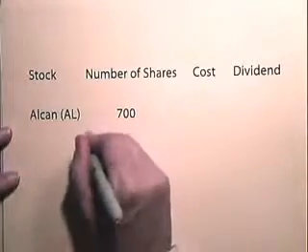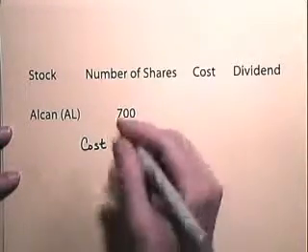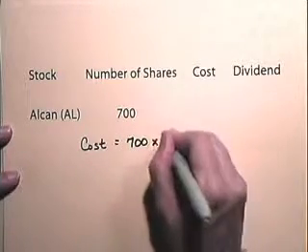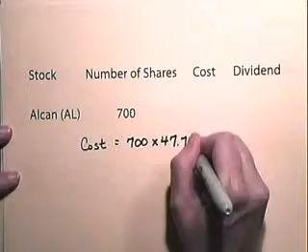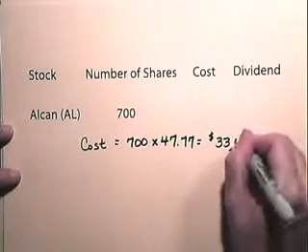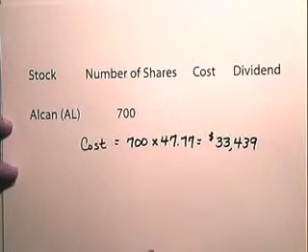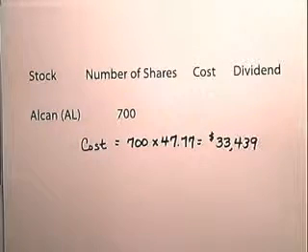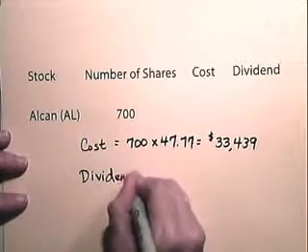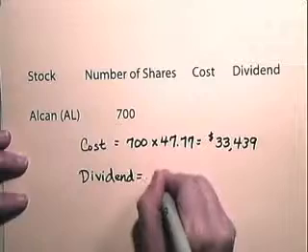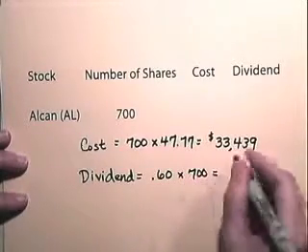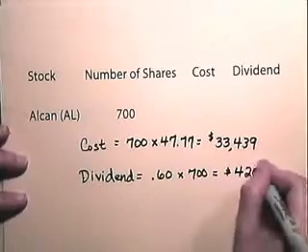So the cost for purchasing 700 shares will be 700 times $47.77, which is $33,439, and the dividend is 60 cents per share. So the dividends will be 60 cents per share times 700 shares, which is $420.